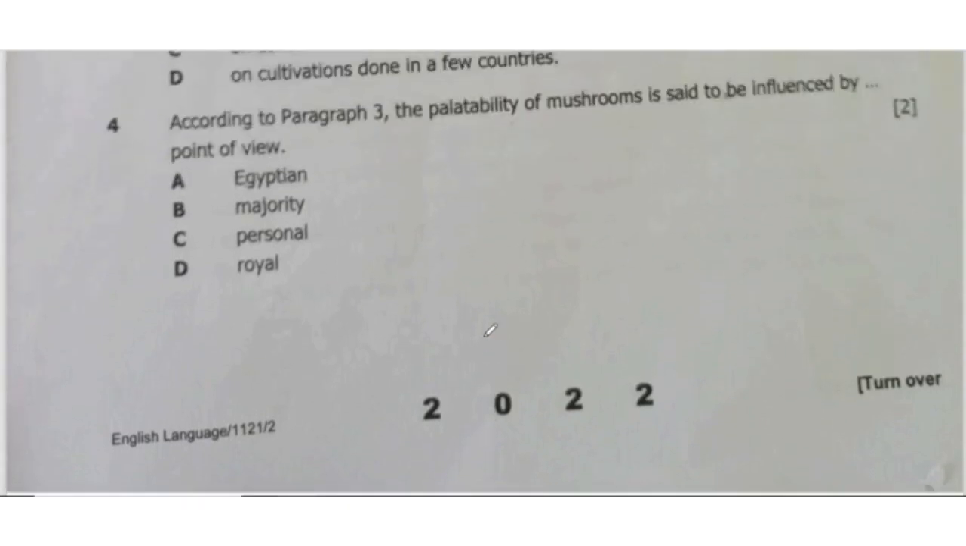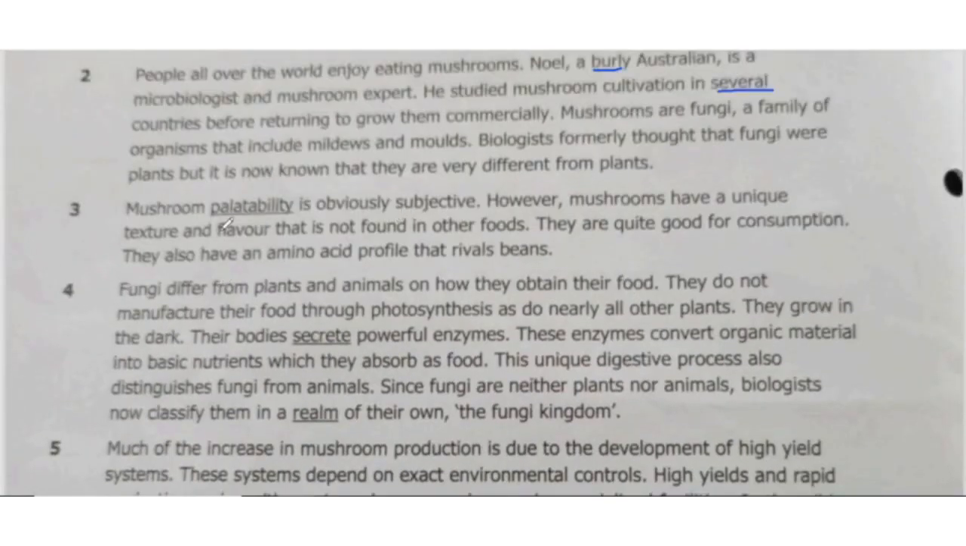So the question is, according to paragraph 3, the palatability of mushrooms is said to be influenced by point of view of the what?